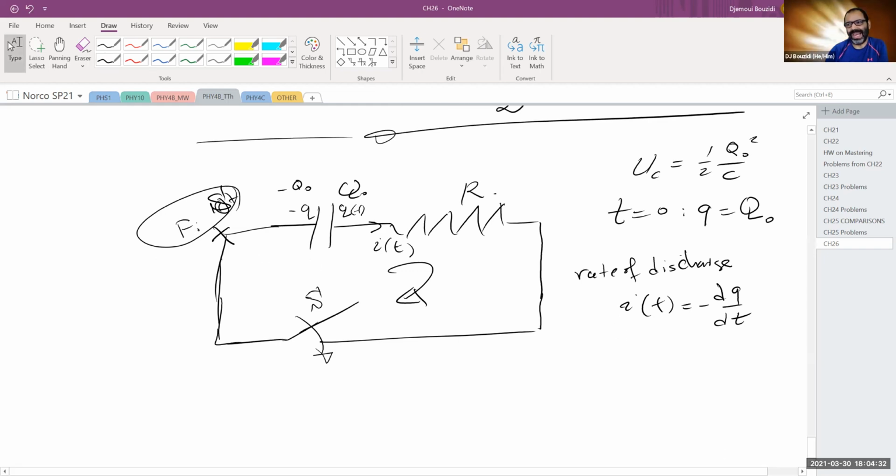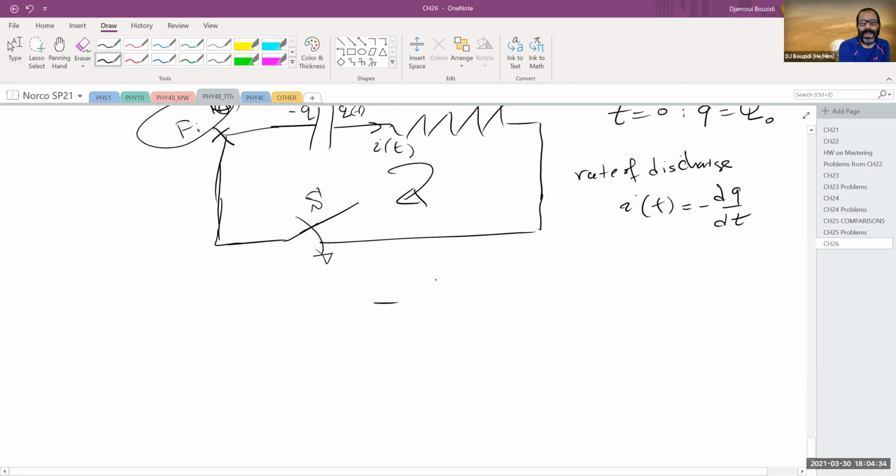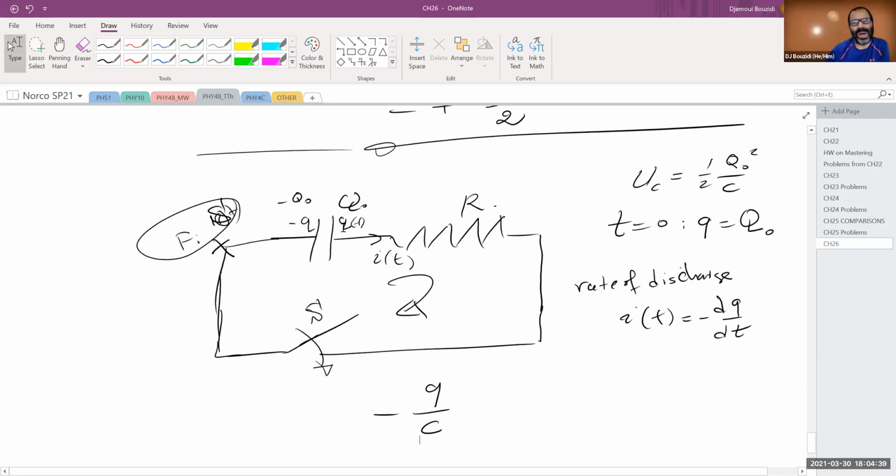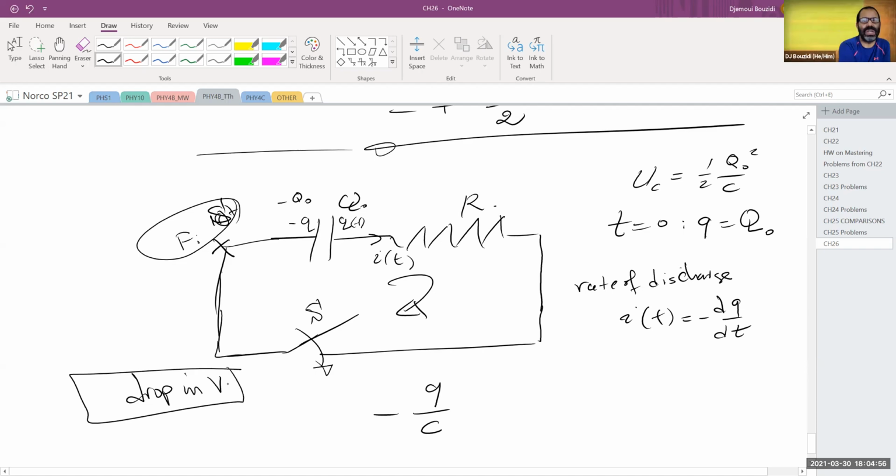So the first thing I have in here is negative Q over C, because that's the voltage across the capacitor while I have a charge Q. If I went this way, from positive to negative, then it's a drop in potential, and I write it as a positive Q over C. What I'm counting in here is always a drop in V in this relationship.